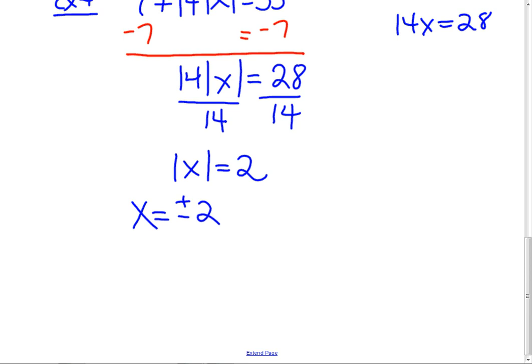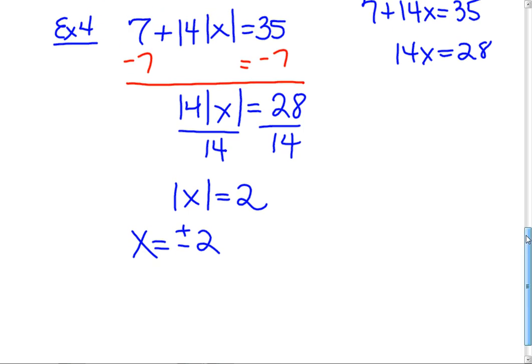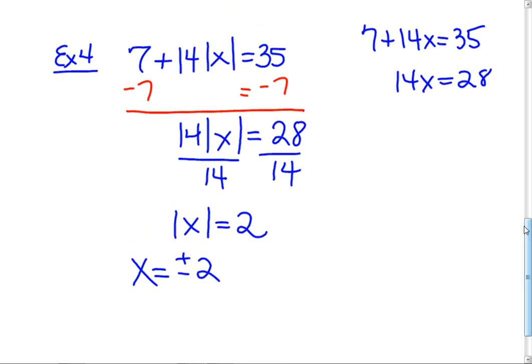Let's get through 8 together, and then tomorrow you can come in and do the rest of these. But with absolute value, you might have 2 answers. You might have only 1. How many answers to this one, Cole? What number makes that true?